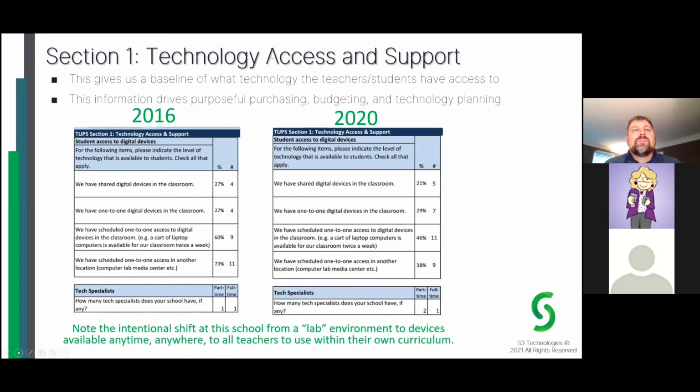So it's broken up into, I think, 7 sections. The first section is technology access and support. So it shows, are they one-to-one? Do they have lab time? Do they have carts? Kind of what those numbers are.